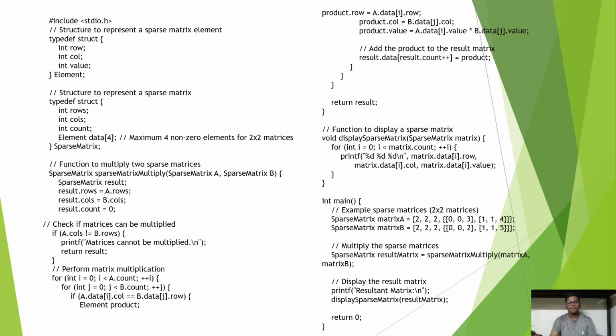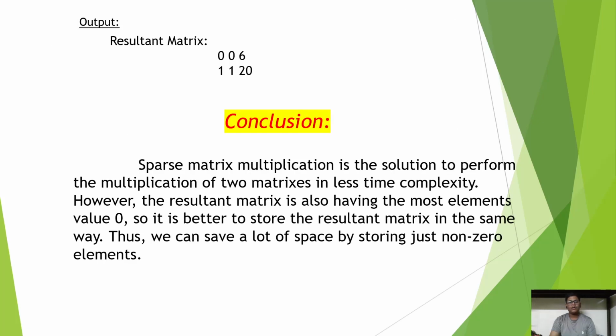Example: structure representation of a sparse matrix element, function to multiply two sparse matrices, check if the matrices can be multiplied, perform matrix multiplication, add the product to the result matrix, function to display the sparse matrix. Example: sparse matrix 2 by 2 matrix, multiply the sparse matrices, display the result matrix. Output: resultant matrix 0, 0, 6, 1, 1, 2.